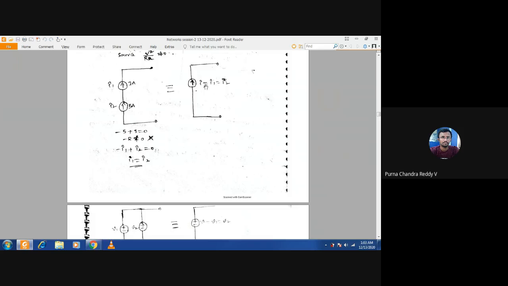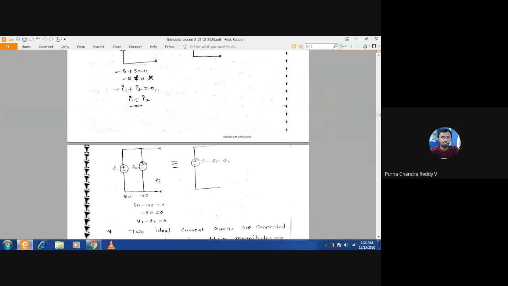Now, what is the valid condition? I is equal to I1 is equal to I2. Whenever current sources are connected in series, the value of those current sources must be the same. Otherwise, it is a violation of KCL. Okay. Now tell me, what about these two? What is the condition to be satisfied?